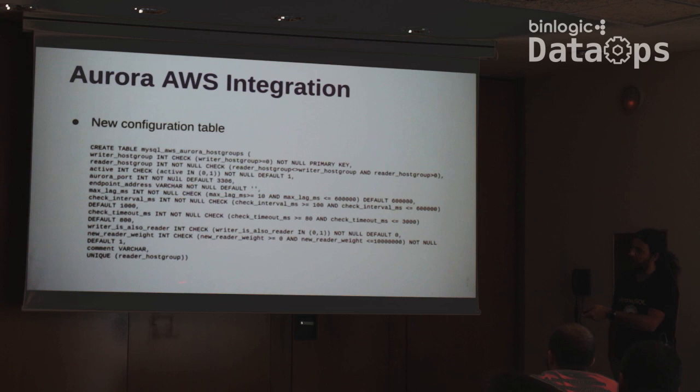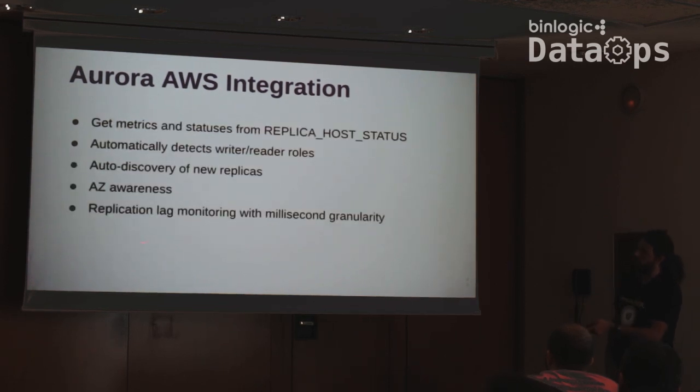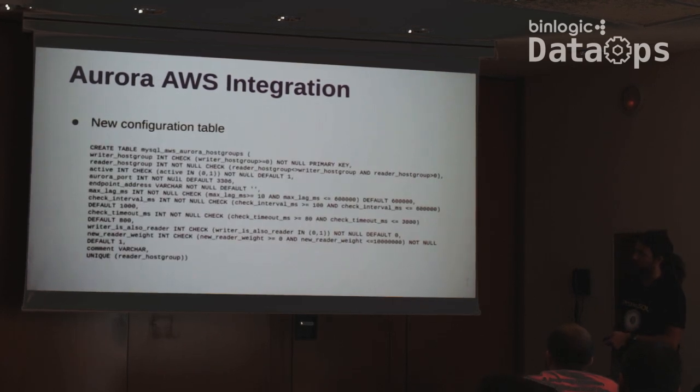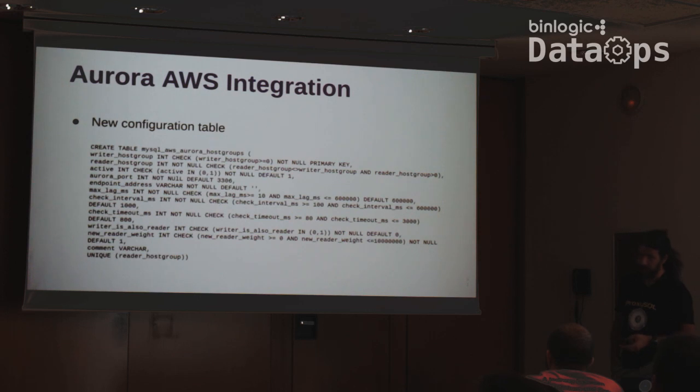And then you probably have to tune also the check timeout. Again, by default it is quite high, but if you want to send traffic to a reader only when the replication lag is very small, you have to lower a lot the check interval in milliseconds and the check timeout in milliseconds. So basically, you are checking the status of every replica very frequently.